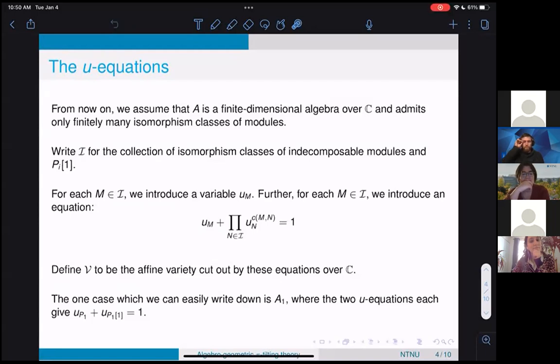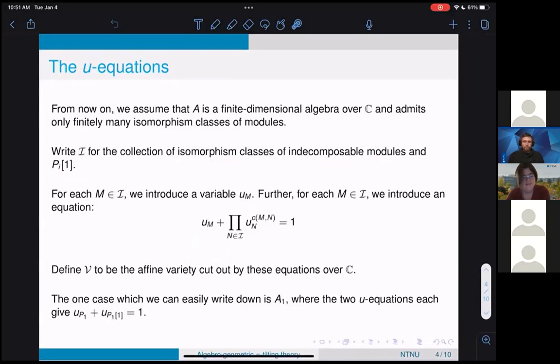So we're going to start off with the collection of all the isomorphism classes of indecomposable modules, so including the non-tau rigid ones. We don't put in tau rigidity as any kind of input. We have this collection of all the indecomposable modules and the shifted projectives again. And then I'm going to introduce a variable for each of these elements of this index set I. And I'm going to introduce an equation, one equation for each variable. And this is the equation.